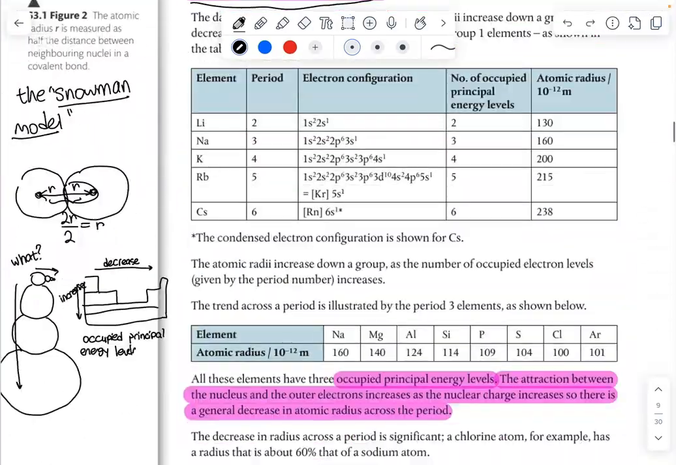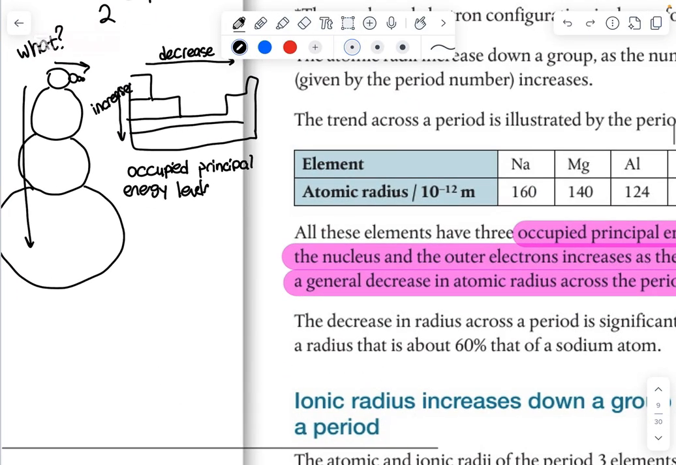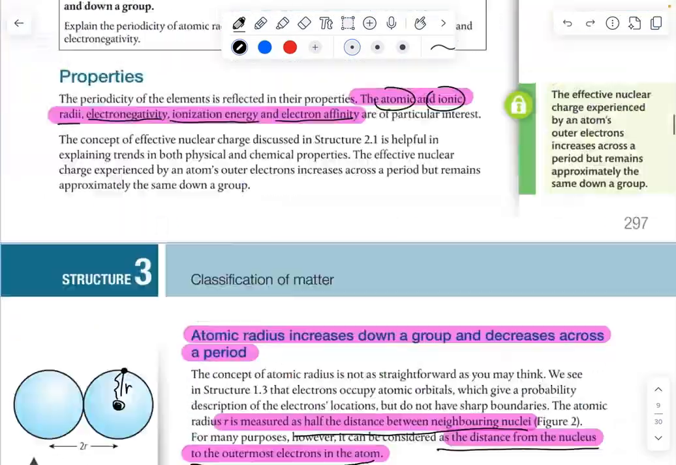Now let's talk about the more tricky part, the decrease in the atomic radius when you go to the right. So we can't talk about the occupied principal energy levels when we're talking about this, because as you know, elements in the same period are going to have the same occupied principal energy levels. So that's not going to work.